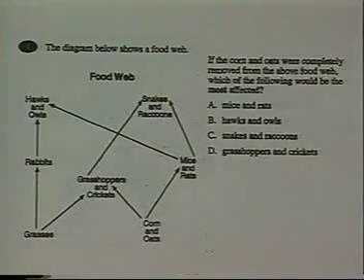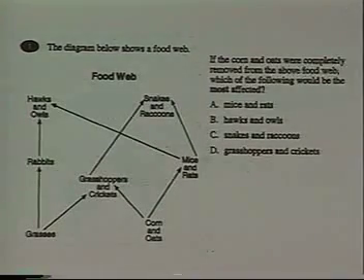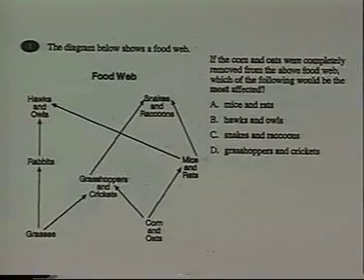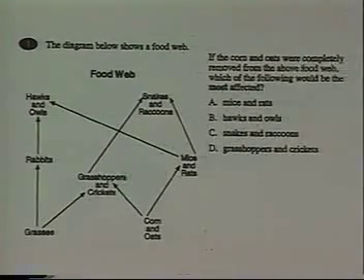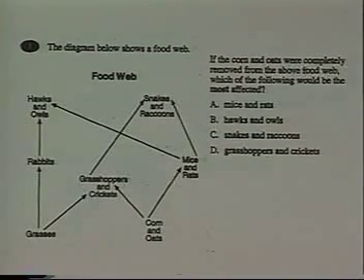So now, the question was, which one of these things would be affected the most if the corn and oats are removed? If we took the corn and oats away, which one is going to be affected the most? Mice and rats, because they only feed on the corn and oats.